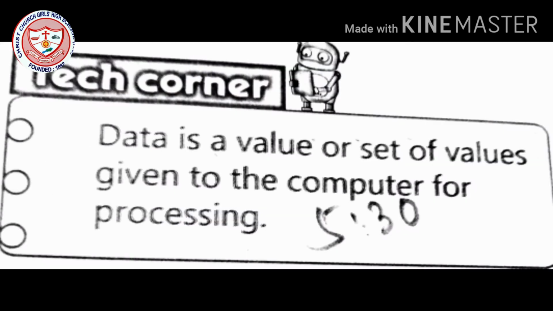Tech corner. Now see this yellow box, tech corner. Data is a value or a set of values given to the computer for processing.